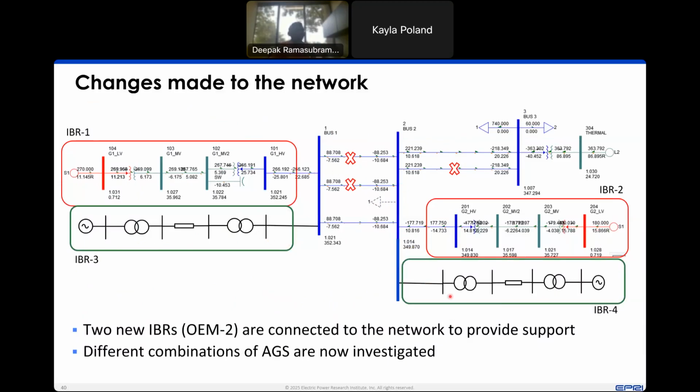So we add two new inverter-based resources, IBR3 and IBR4. And now we're going to compare across two different OEMs also. So IBR1 and 2 are the OEM1 model, and IBR3 and 4 are going to be the OEM2 model, all black box models. And now we're going to consider different combinations of advanced grid support and see how they line up.